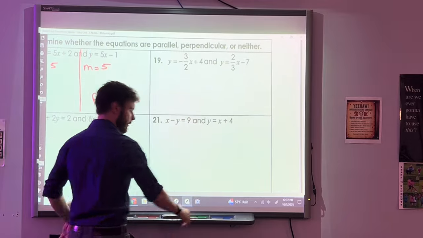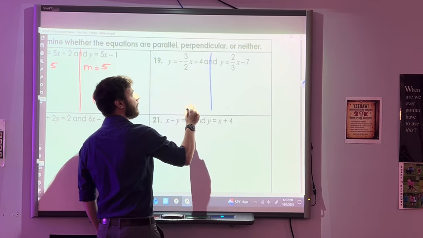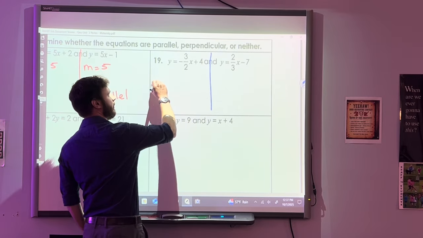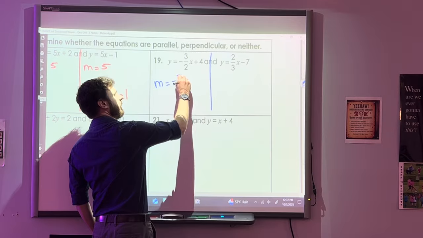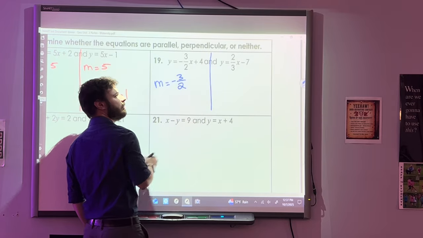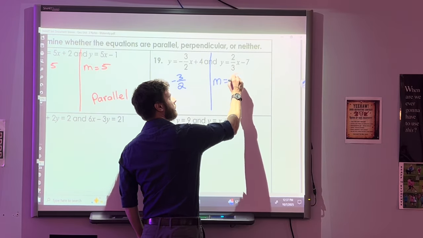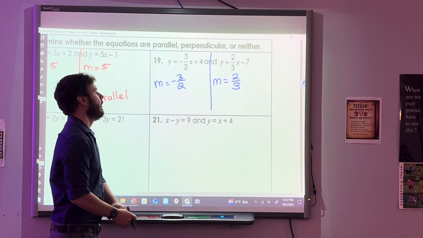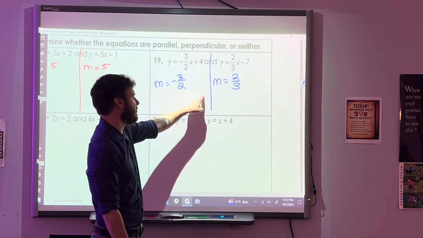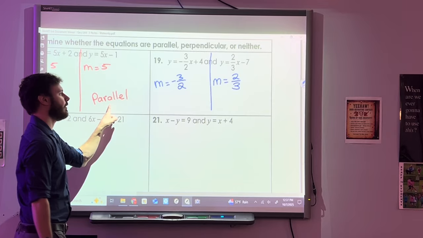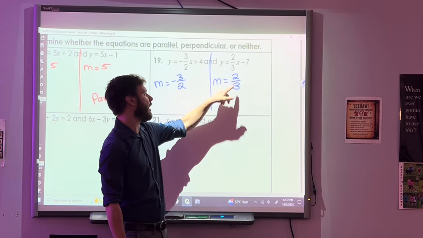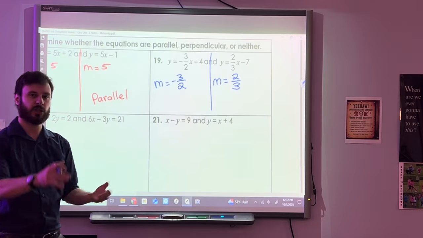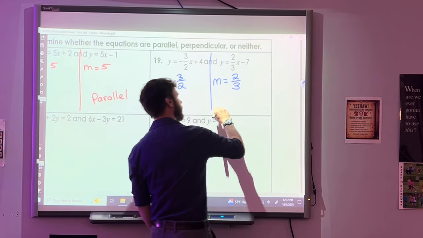Over here, they're already in y equals. Y is all alone. That's already set up. Your slope here is the thing attached to the x. And over here, same deal. It's the thing attached to the x. They're not exactly the same, so they're not parallel. But one's negative, one's positive, a 3 over a 2 and a 2 over a 3. It looks like, yeah, I have that sign change and that flip upside down. So this is perpendicular.